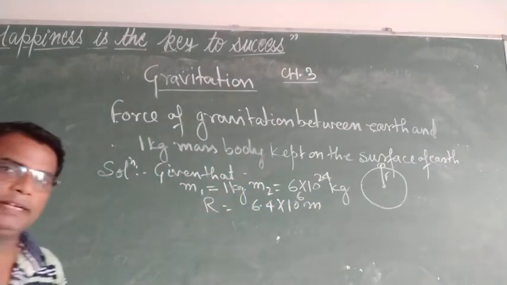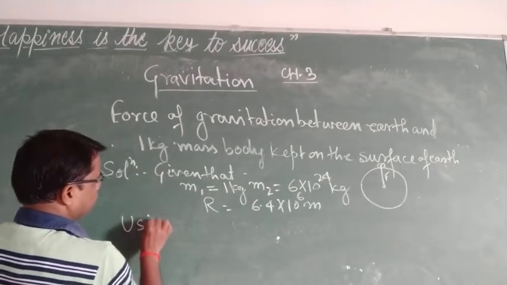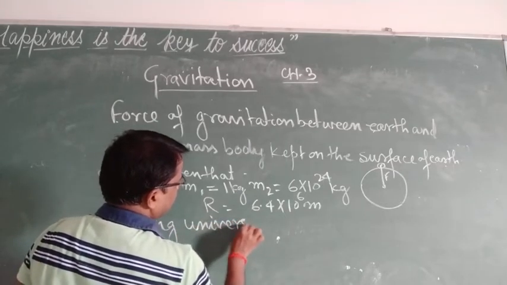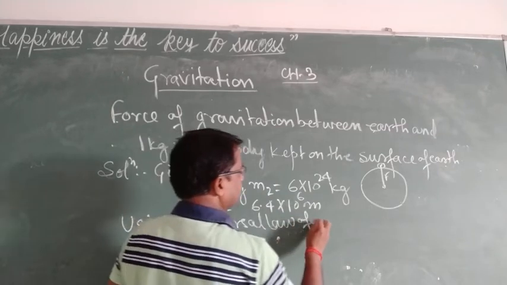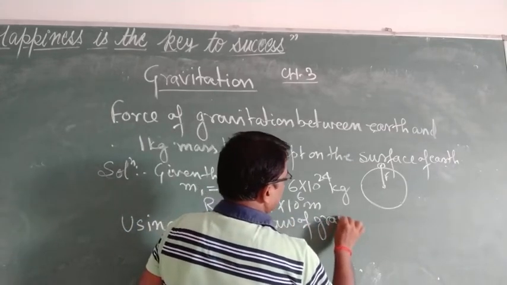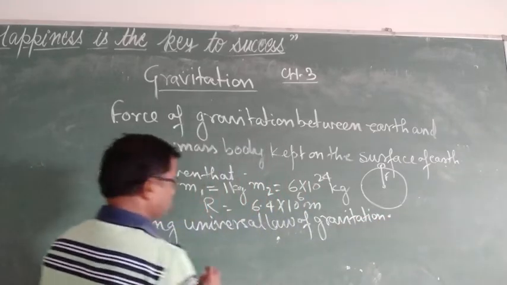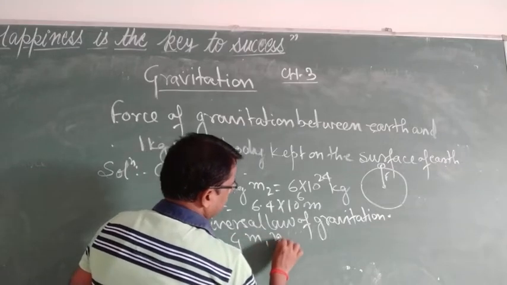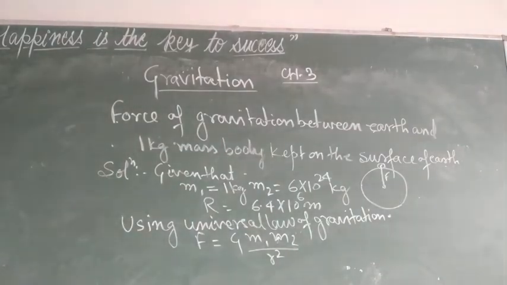Using the universal law of gravitation, we get F is equal to capital G m1 m2 by r square.